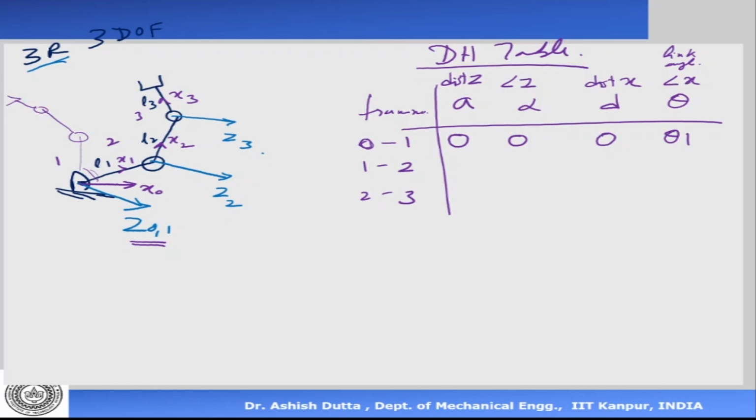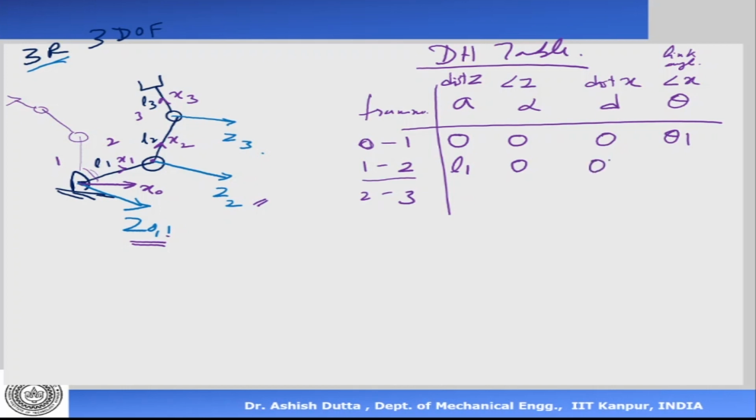What about the relation between frame 1 and frame 2? Now, where is frame 1? Frame 1 is here and frame 2 is there now. So A is the distance between the z-axis. What is the distance between the z-axis? It is L1, which is the link length. Okay. What about the angle between the z-axis? Z1 and Z2 are parallel, so it is 0. What about the distance between the x-axis? Now x1 and x2 are intersecting at the point. They are intersecting in the origin of frame 2. Okay, so this is my 0.